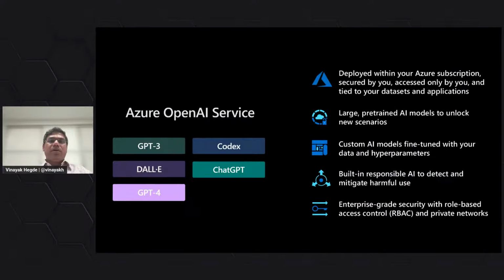Cool. So let's talk a little bit about the Azure OpenAI service. The Azure OpenAI service is deployed within your Azure subscription, secured by you, accessed only by you, and tied to your data set and applications. It is a large pre-trained AI model to unlock new scenarios, and we'll talk about those scenarios in a bit. The custom AI models are fine-tuned with your data and hyperparameters, and you have built-in AI to detect and mitigate harmful use. That comes inbuilt, and this is the responsible AI part that I talked about. And you have enterprise-grade security with role-based access control and private networks, right? So only authorized people, or people who need access to those models, will be able to interact with them, either train or fine-tune those models, depending on the use case. So these are, in some sense, guardrails in terms of security and harm mitigation that are built into the Azure OpenAI service.